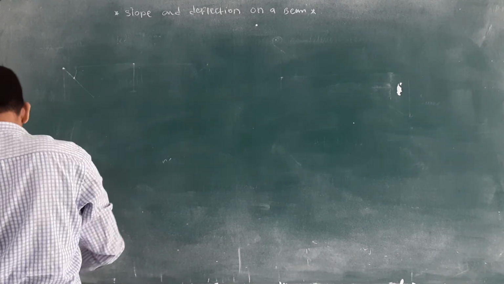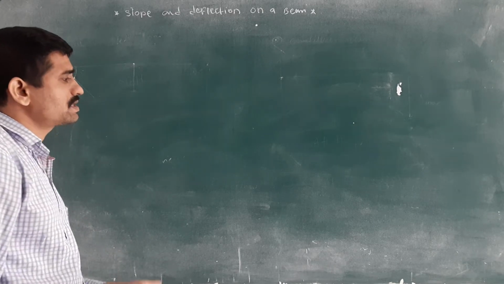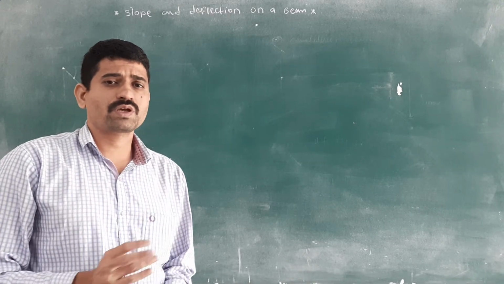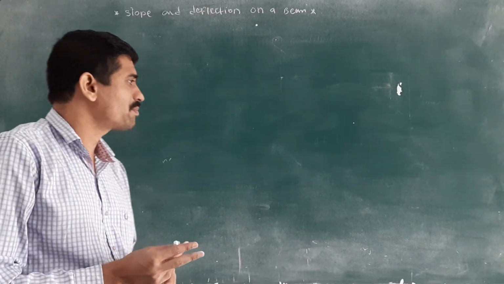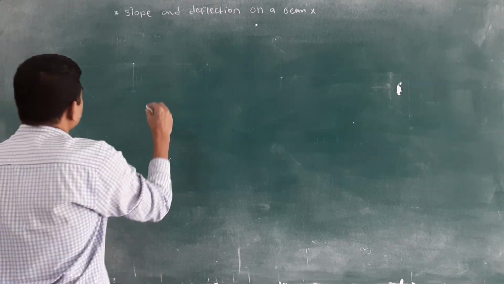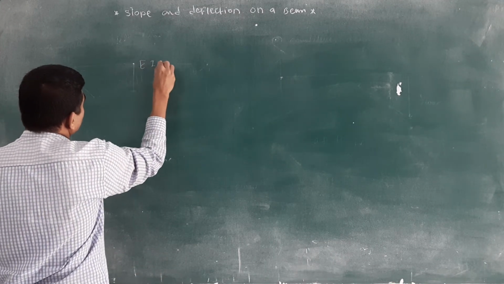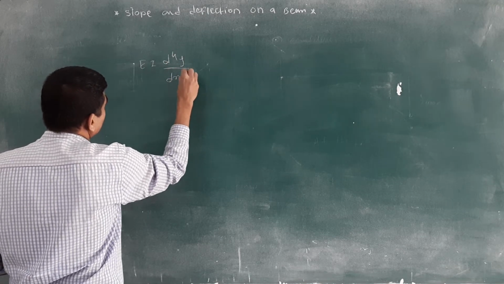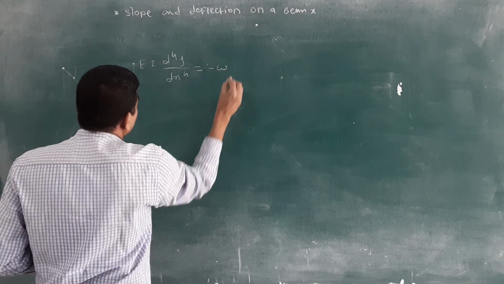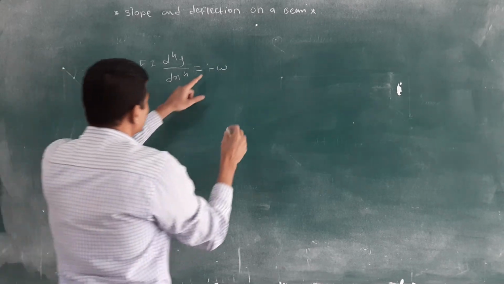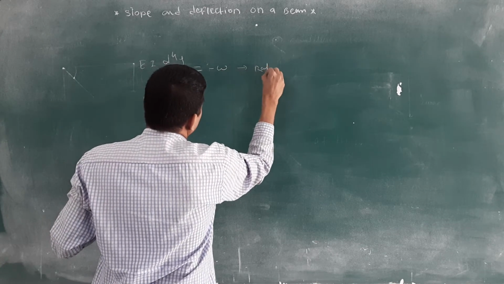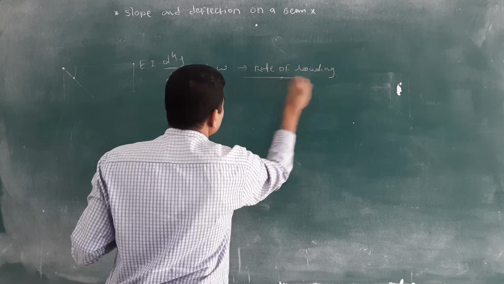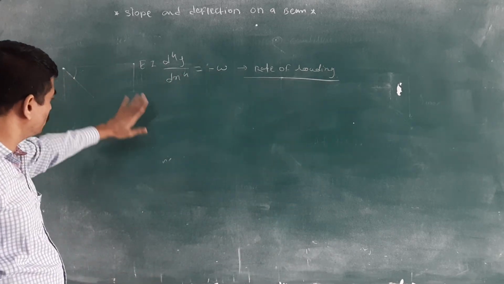Next, you are given the differential equation derivations. You should remember that equation; only one equation you have to remember, but I will explain all the equations. EI d^4y/dx^4 is equal to minus w. Minus w is related to the rate of loading. You have to remember that equation, this is the rate of loading.